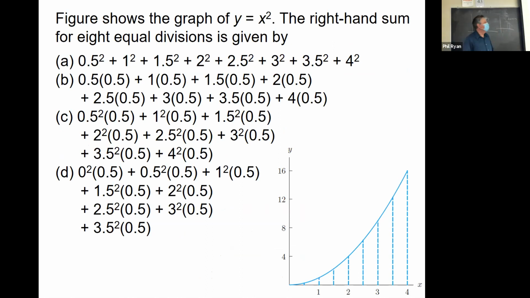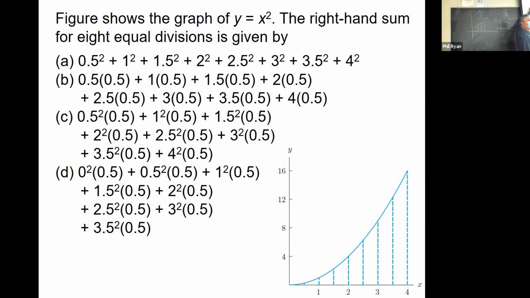Okay. So we're doing y equals x squared. And we're doing the interval 0 to 4. And we want to have the right-hand sum for 8. So which one of those is going to be the right answer?